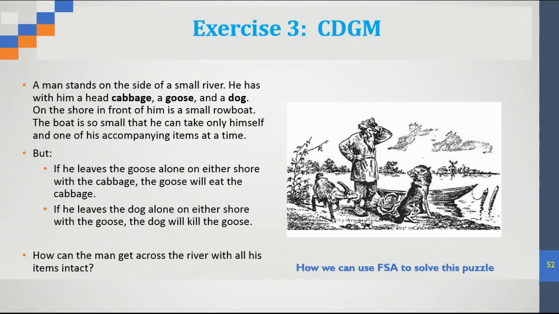The third exercise is actually a puzzle, and this can also be solved by a state machine. So see how we can solve this puzzle by state machine. Maybe you'll find this online, but you should understand how it works, how this puzzle works.